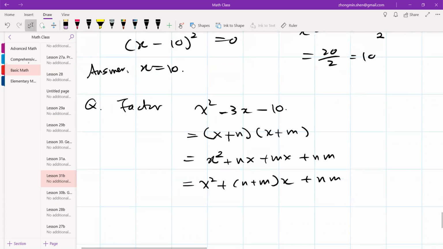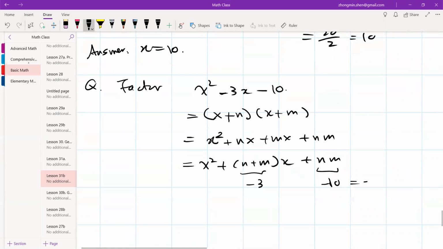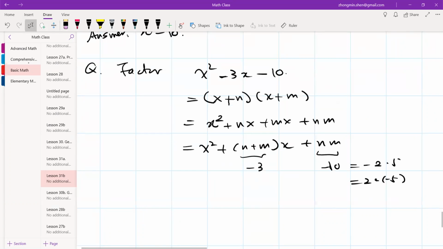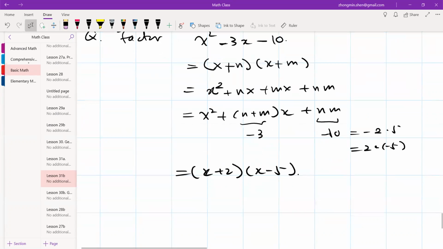So what you have to do is the product of those two numbers is going to be negative 10, and the sum is going to be negative 3. So you have to figure out what negative 10 is. Negative 10 is negative 2 times 5. You can put the negative sign in front of 5 or in front of 2, so it can be 2 times negative 5. But then the sum should be negative 3. So clearly the choice is one of the numbers is 2, the other number is negative 5. So that's why it's (x plus 2)(x minus 5). This is how we factor polynomials, quadratic functions.